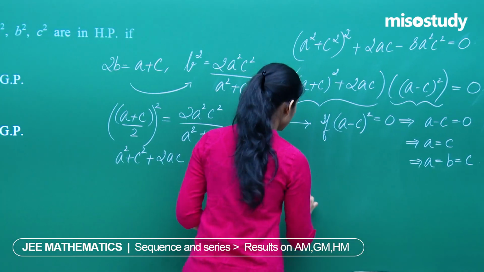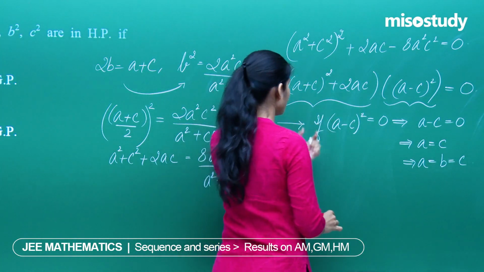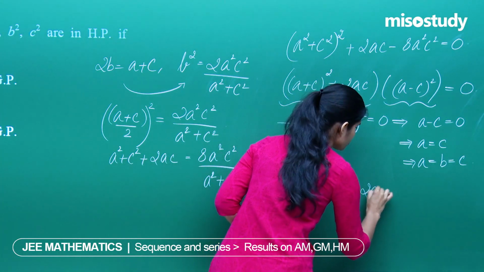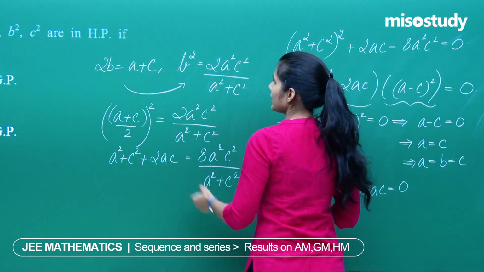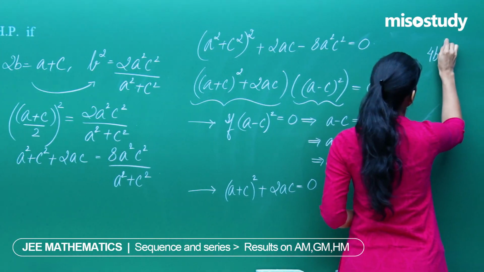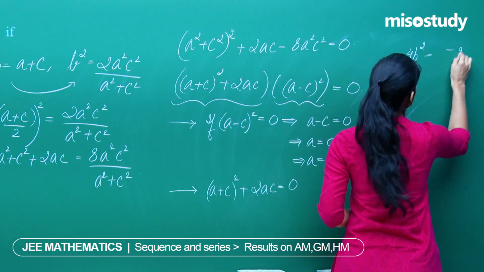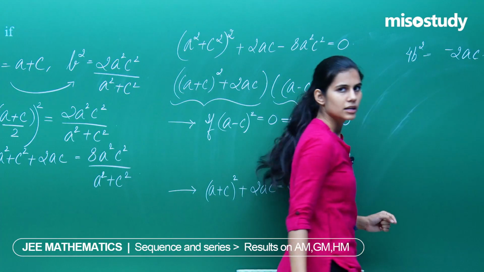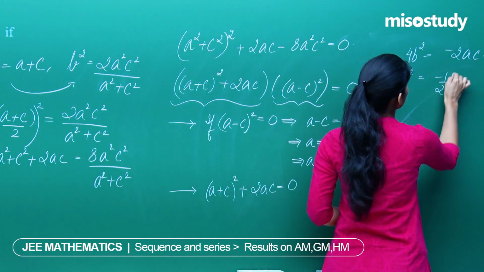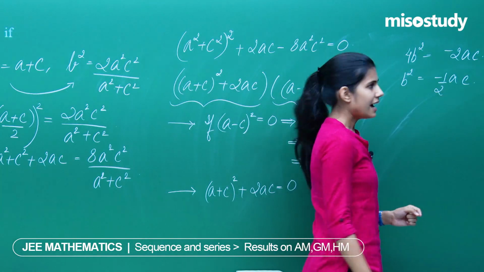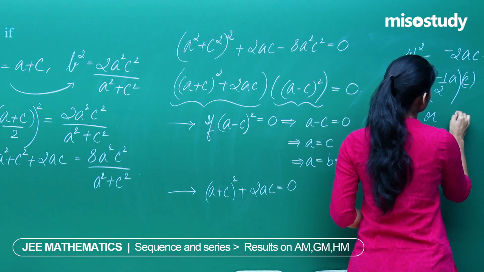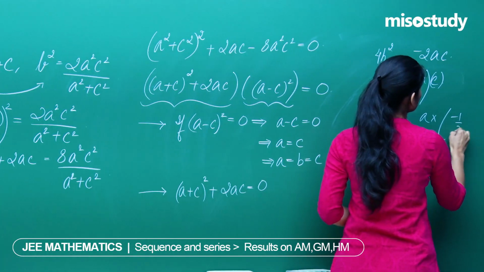Another condition is that if this is 0, that means (a plus c) whole square plus 2ac is 0. Now a plus c is twice of b, so you basically get (twice of b) whole square equals minus 2ac, right? Which means b square equals minus 1 by 2 ac. I can write this as minus 1 by 2a into c, or I can write this as a into minus 1 by 2c.